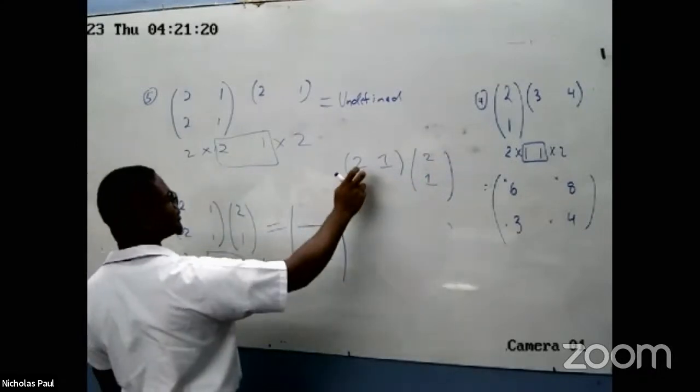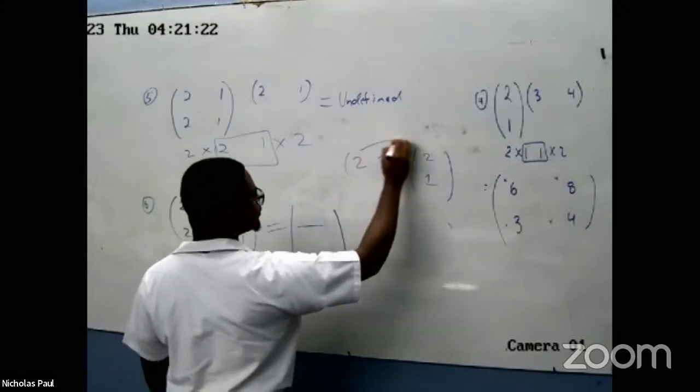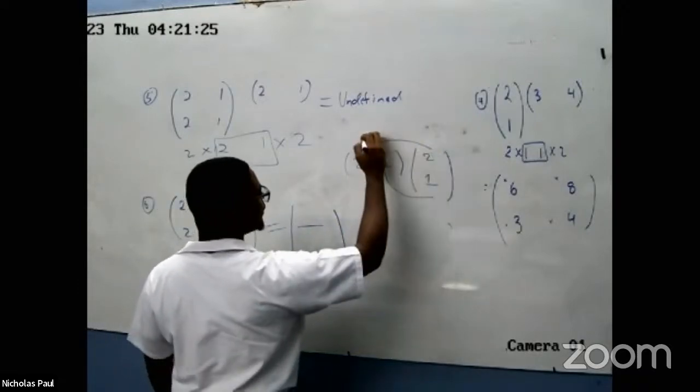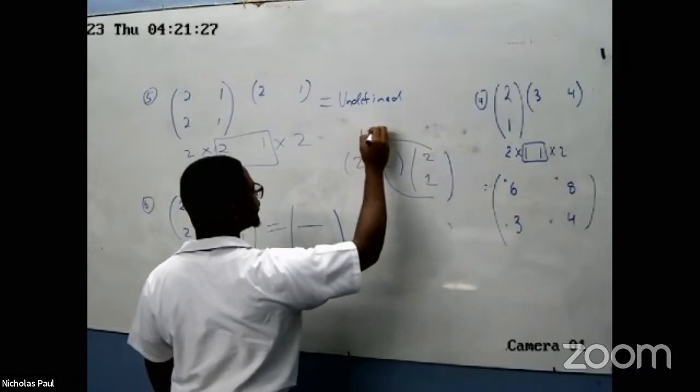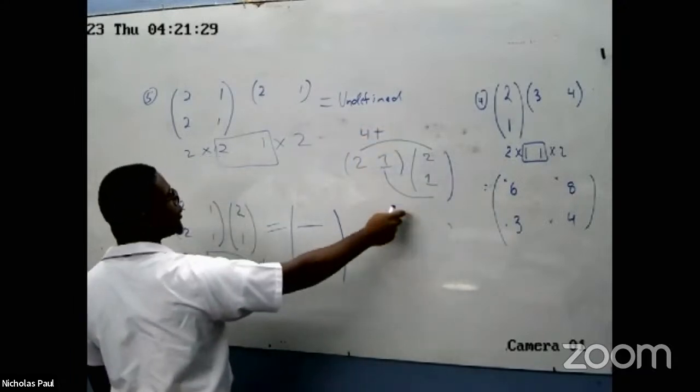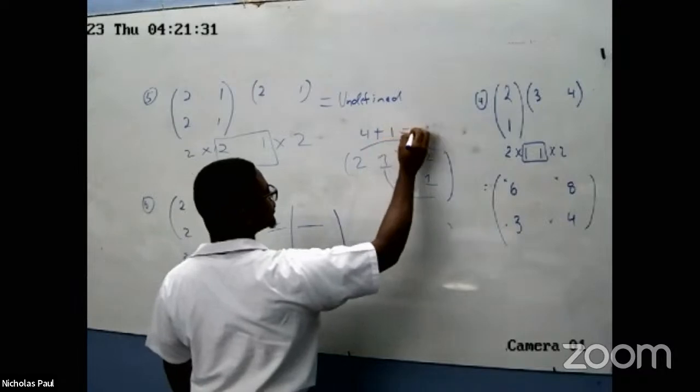So you say 2 multiplied by 2, 1 multiplied by 1. So 2 multiplied by 2, that will be 4, plus 1 by 1, which will be 1. So that'll be 5.